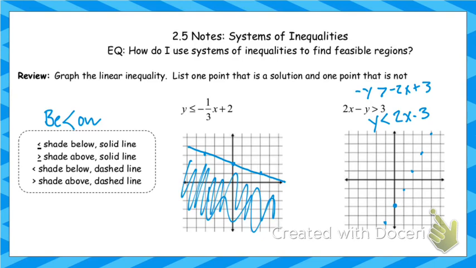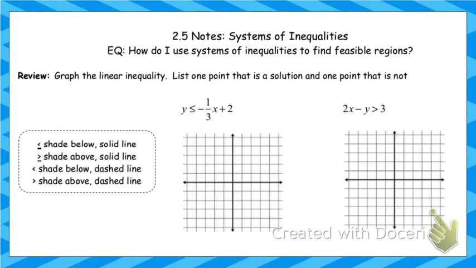And this time, since it's less than and not or equal to, I'm going to use that dashed line. And then again, this one is also less than, so I'm going to shade below this line. Now, when you're trying to figure out if it's above or below, look at your y values in relation to the y-intercept. We're shading the y's that are below the y-intercept.